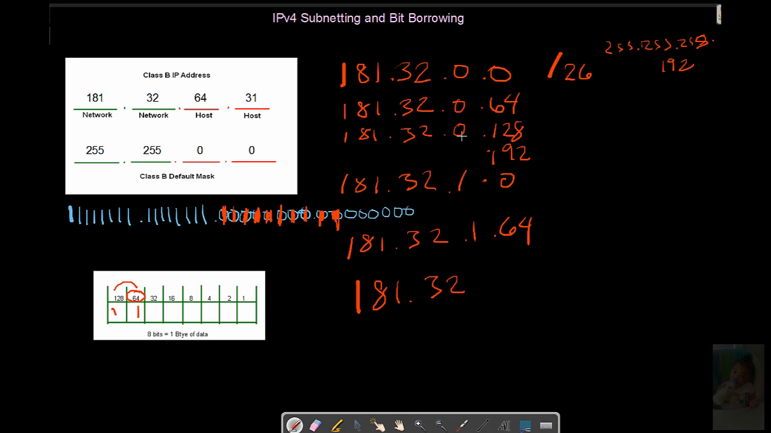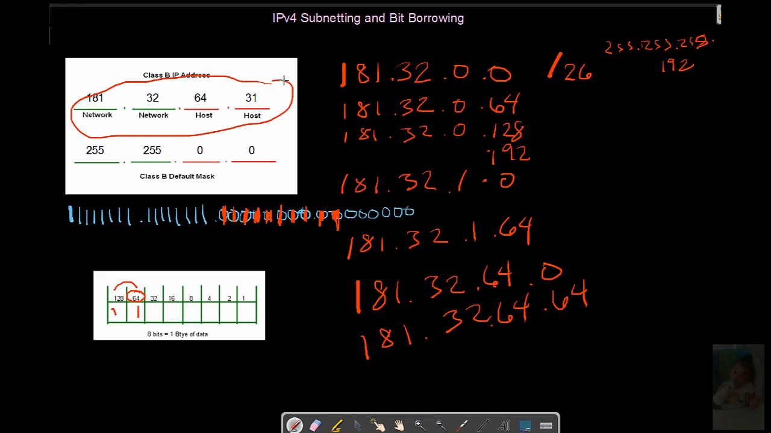181.32. Knowing this guy will increase by 1, 64 is a valid beginning there. We can have that network. Where is this host? He is going to be right in the middle here. This happens to be the network he exists on. 181.32.64.0 is his network address. He is host 31 on that network address.